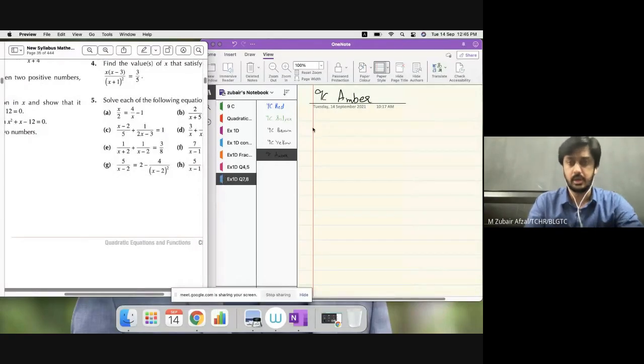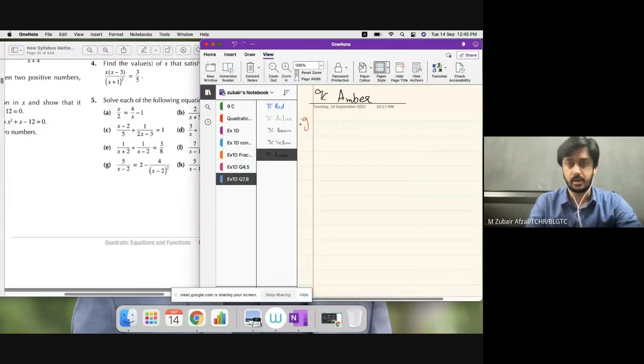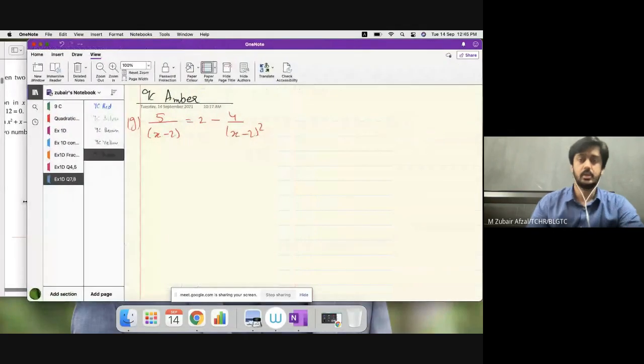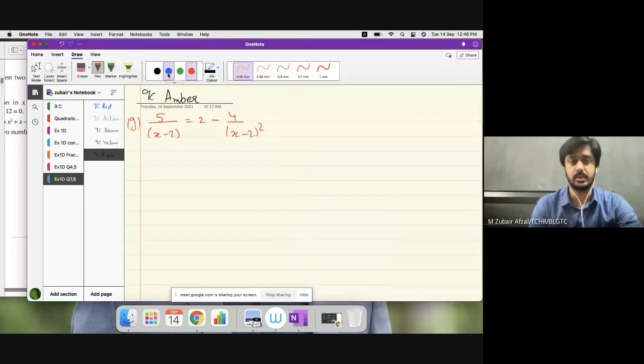This is simple. You might be making a mistake in the LCM. 5 divided by x minus 2 equals minus 4 divided by x minus 2 whole square. Okay, so this is the question. First thing, take the LCM and convert the fractions into a single fraction.